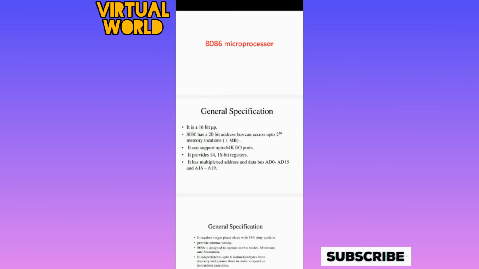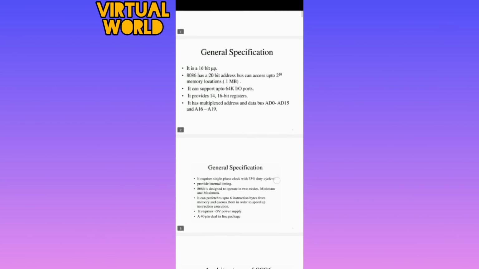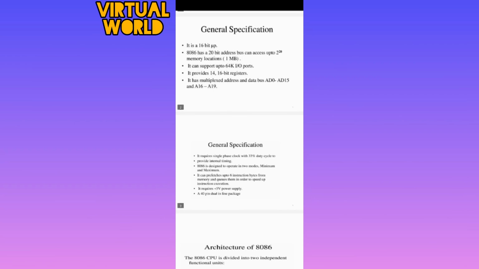Today our concern is the 8086 microprocessor. First of all, we are going to see its general specification. It is a 16-bit microprocessor. The 8086 has a 20-bit address bus and can access up to 2 raised to the power 20 memory locations, which is equal to 1 MB. It can also support up to 64K I/O ports, which are input output ports.